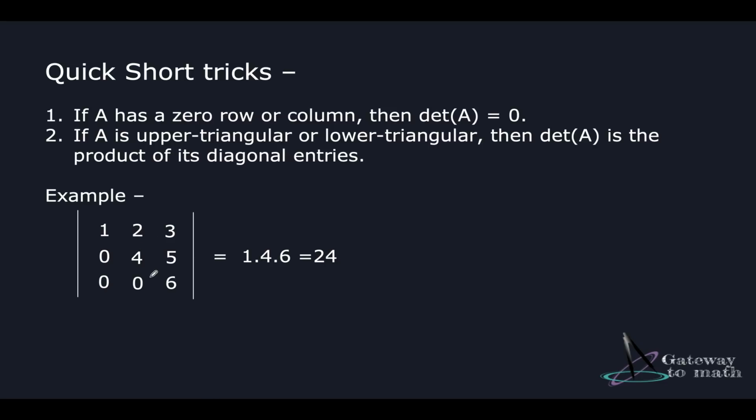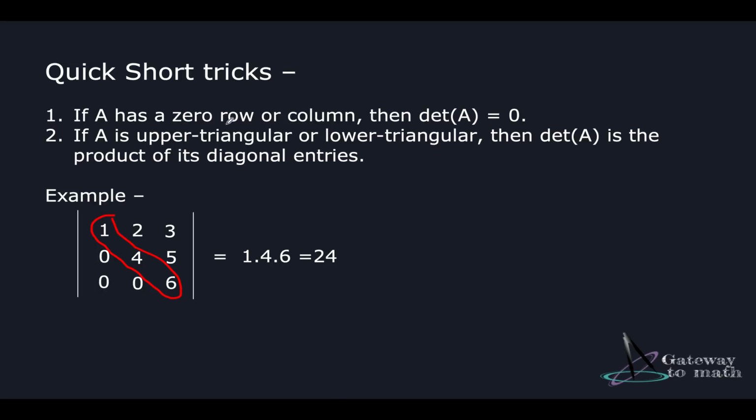If you have a matrix in any of the triangular forms, upper triangular or lower triangular, all you have to do to find the determinant is see what the diagonal entries are and multiply them together. So here 1, 4 and 6 are the diagonal entries, and we multiply them together to give a value of 24.